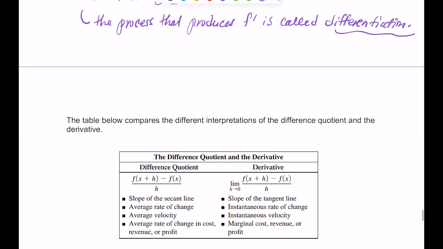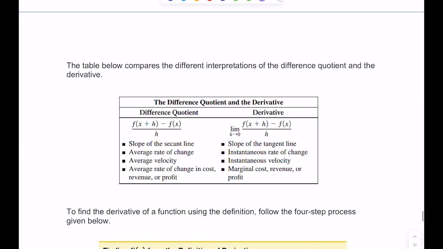So this little table here kind of shows the comparison between the different interpretations of the difference quotient, which we talked about in the last video, and the derivative, right? The difference quotient just doesn't have the limit next to it. The difference quotient is the slope of the secant line, whereas the derivative is the slope of the tangent line, which is what we talked about just a few minutes ago.